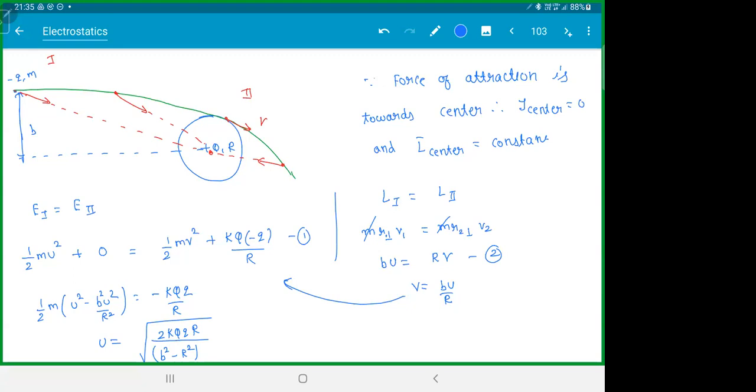There are two variables here. You don't know u also, you don't know v also. You don't know the initial speed. That's what you have to find, the minimum. You don't know v also, the final speed, when it is just missing the planet. Exact same question is there in gravitation, because gravitation is always attractive, right?